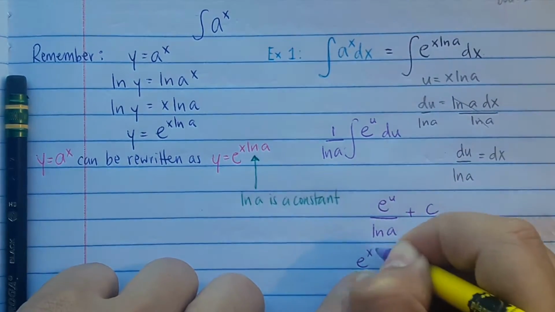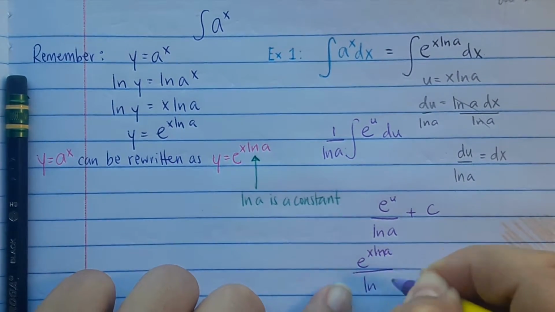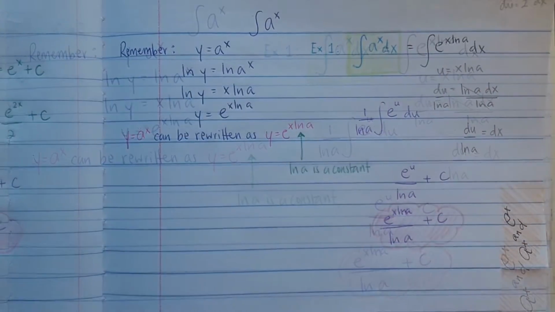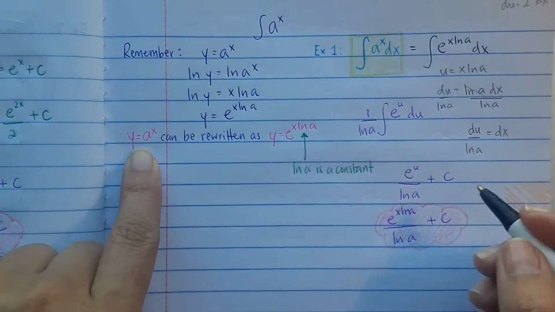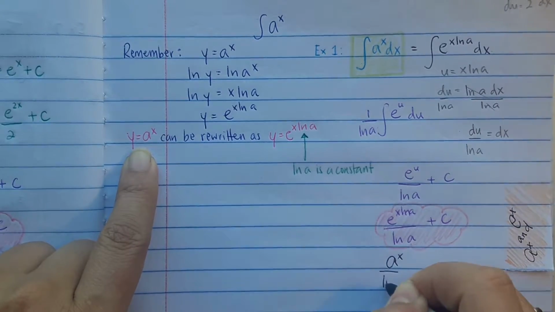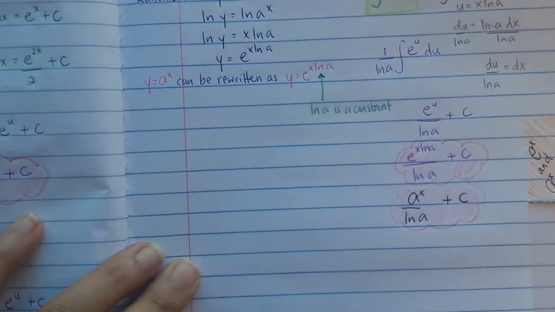Now replace x back in there. And now remember, e to the x log a can be rewritten as a to the x. So the final answer is a to the x over natural log a plus c.